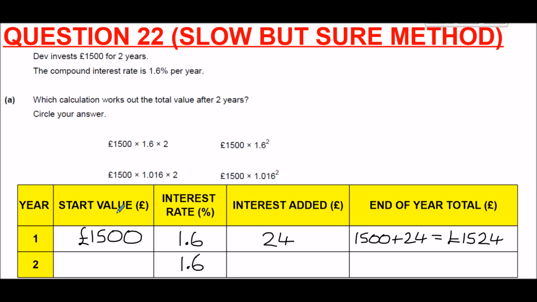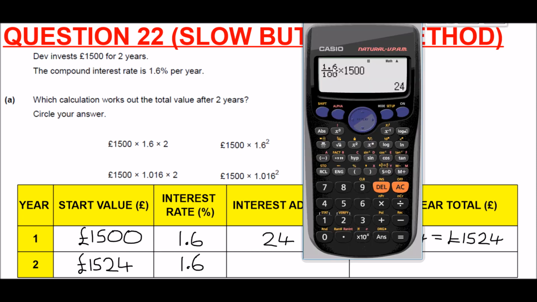So this total here now moves to the beginning of year 2. So this time around we're starting with £1,524 instead of the £1,500 we had before. The interest rate is still the same, but now we're working out 1.6% of a slightly bigger amount. And so we're doing the same percentage rate, 1.6%, but now, instead of multiplying by 1,500, we're finding 1.6% of 1,524, which comes out to be, to the nearest penny, £24.38.